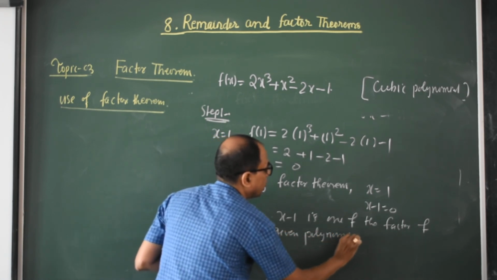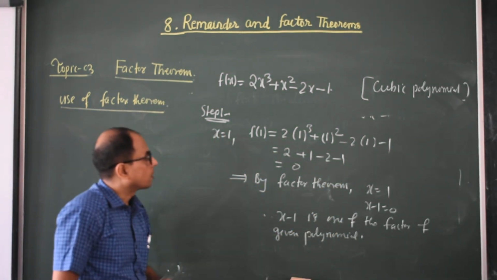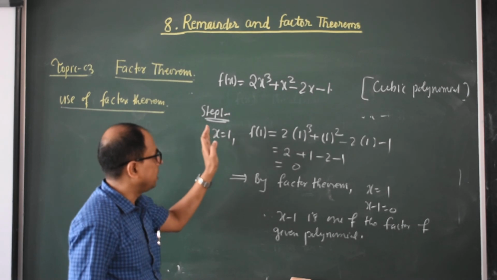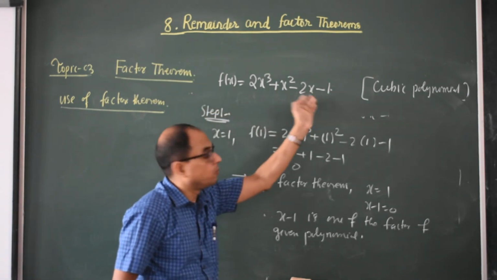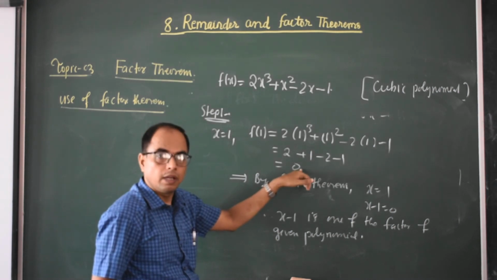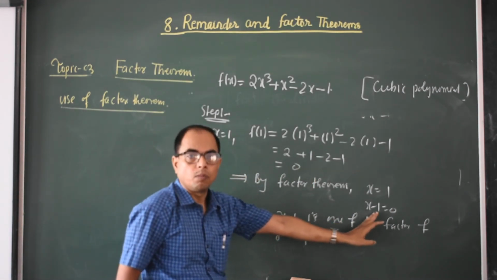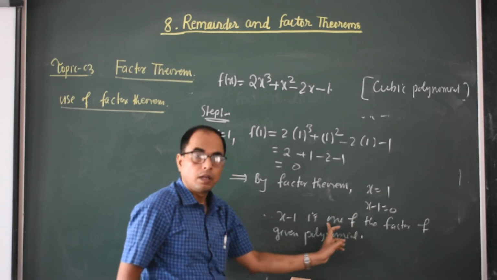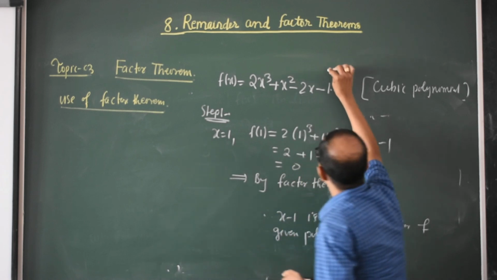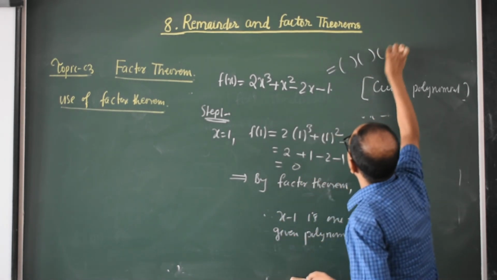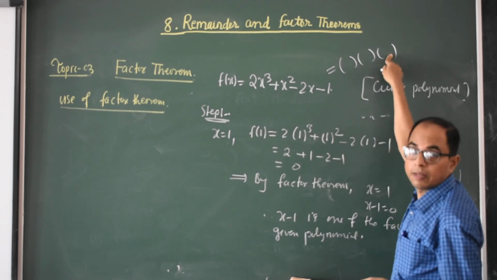Clear? So again repeating the first step: by hit and trial method, find the value of x for which the polynomial is 0. Clear? Then that will be a factor of the given polynomial. So this is one of the factors. Now of course it must have three factors. It must have three linear factors, because it is a cubic polynomial.